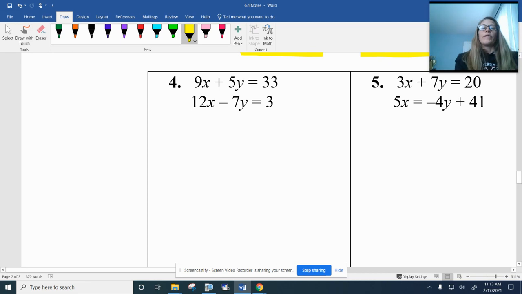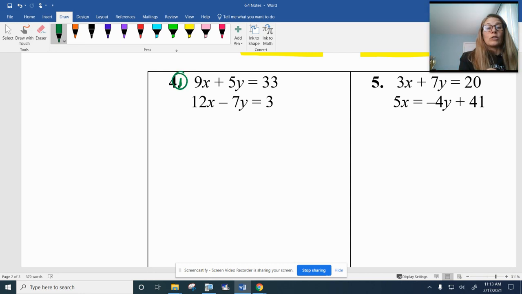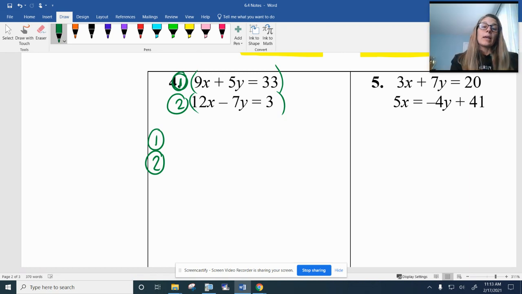All right, so first thing, number 4, they're both in standard form already, which is nice, right? So we have equation 1 in standard form, equation 2 in standard form. So what do we need to multiply these by to get something to cancel? Now, again, 9 and 12, right? What's my least common multiple there? I believe it's 36. So I could do 9 times 4 and 12 times 3 and get two 36s. That's an option. 5 and 7. My least common multiple there is 35. So I can multiply something there.